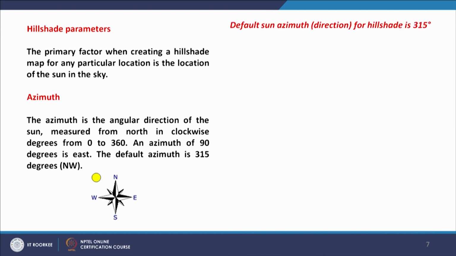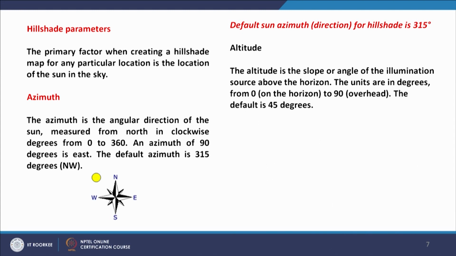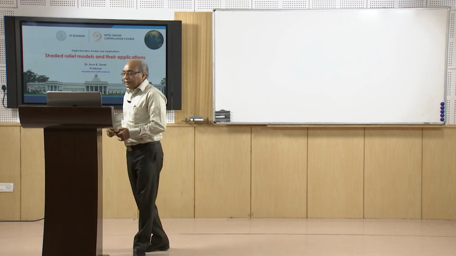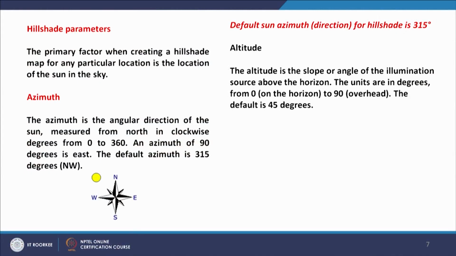The default sun azimuth direction for hillshade is 315 degrees, whereas for altitude, or sun elevation, this altitude is the slope or angle of illumination above the horizon. Altitude is measured in the vertical plane, whereas azimuth is measured in the horizontal plane, and the units here are degrees, from 0 on the horizon to 90 overhead.